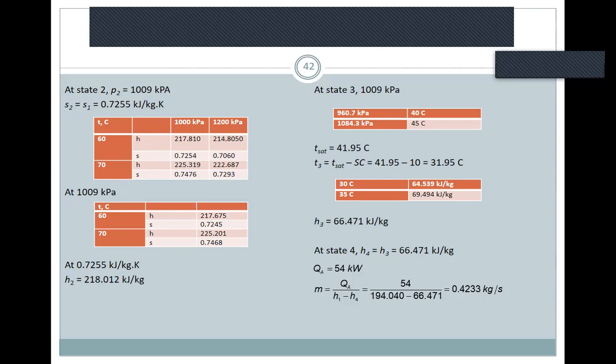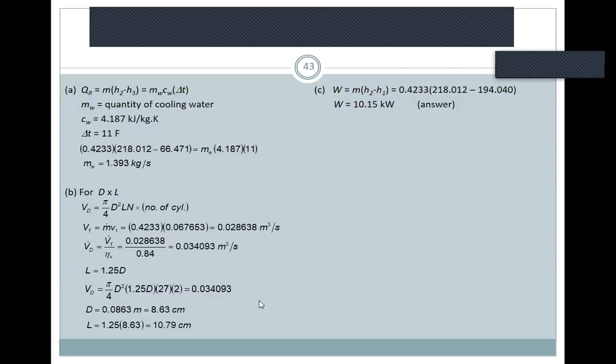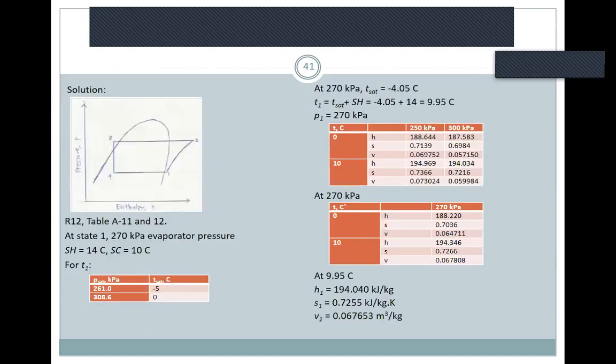Solve for mass. QA is equal to 54 kilowatt. So mass is equal to QA over H1 minus H4 is equal to 54 over 194.040 minus 66.471 is 0.42 kilogram per second. So A, yung cooling water required. So QR is equal to m times H2 minus H3, di ba? Visualization ito, tandaan nyo yun. 1, 2, 3, 4, 2 to 3 sa condenser.